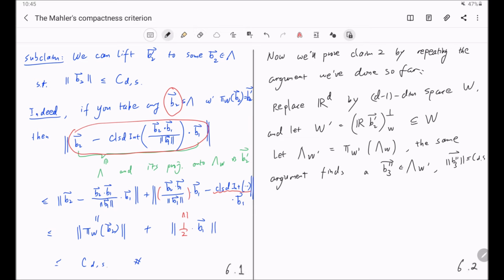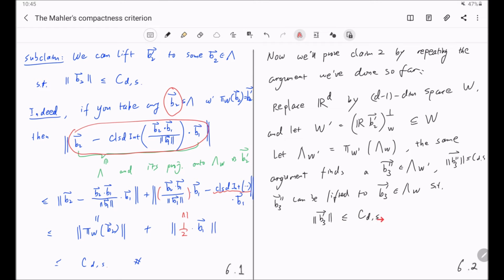Furthermore, as we have shown here by the same argument as in this subclaim, B3 double prime can be lifted to B3 single prime in lambda W such that the B3 single prime is also bounded by a constant that only depends on D and S.